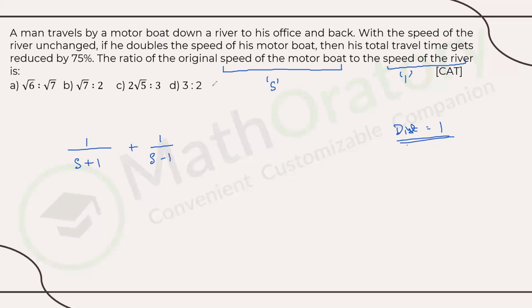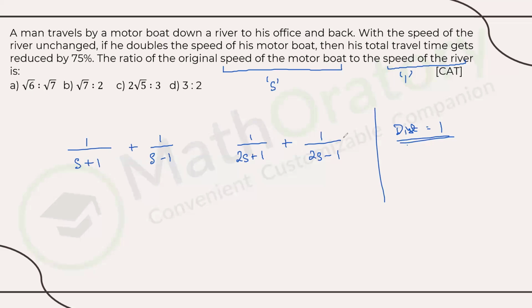And now in this special scenario, he is doubling the speed of the motorboat. The original speed of the motorboat is S, so double would be 2S, right? But the speed of the river is unchanged, so that is still 1. So 1 by (2S plus 1) plus 1 by (2S minus 1). This is the time in the second scenario.